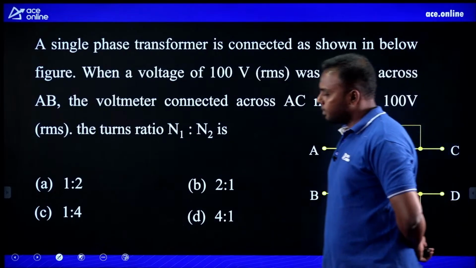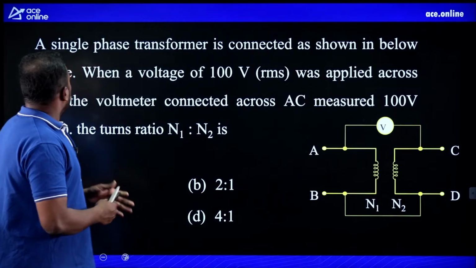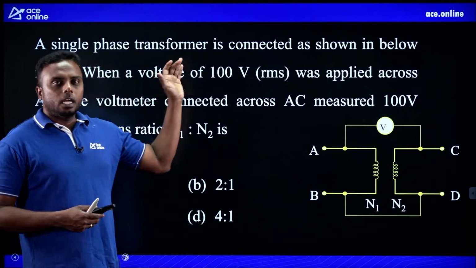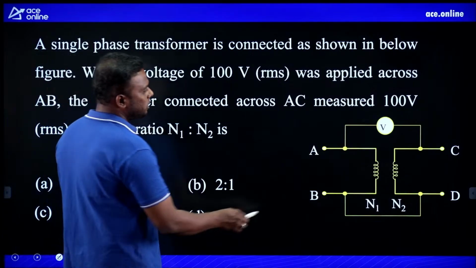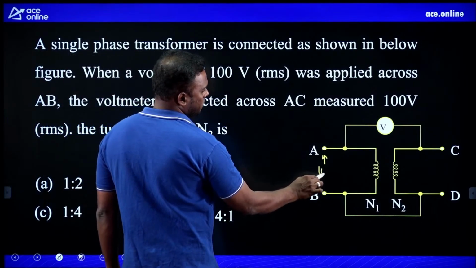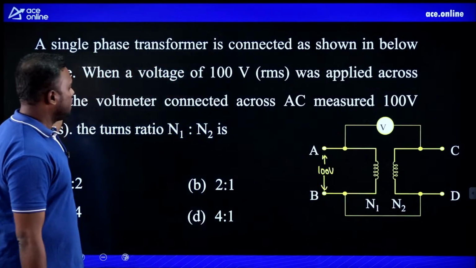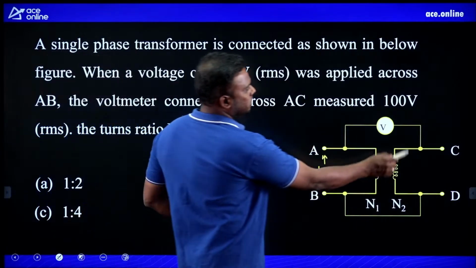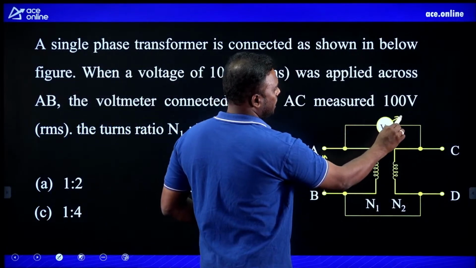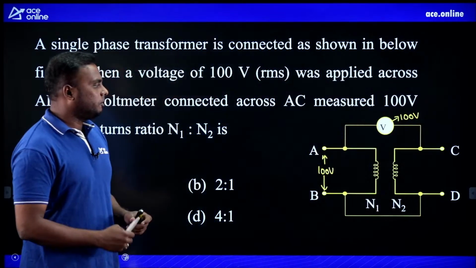See this question, this is important, try to answer this. A single phase transformer is connected as shown in the figure. When a voltage of 100 volts is applied across AB, the voltmeter connected across AC measures 100 volts. That means what is the turns ratio N1 to N2?